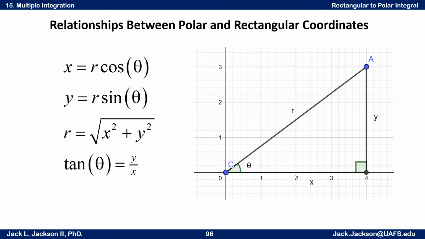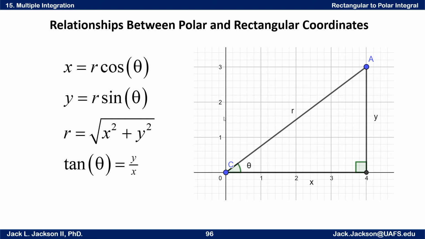The cosine of the angle is adjacent over hypotenuse, so that's x over r, which, solving for x, we see x as r cosine of theta. Similarly, y over r is the sine of theta, and so y equals r sine of theta. We have a Pythagorean relationship here, x squared plus y squared equals r squared, so r is the square root of x squared plus y squared, at least if you're picking a positive r. And of course, tangent of theta is y over x.